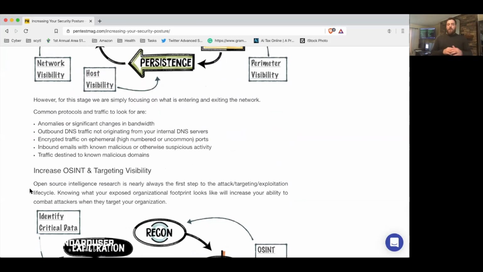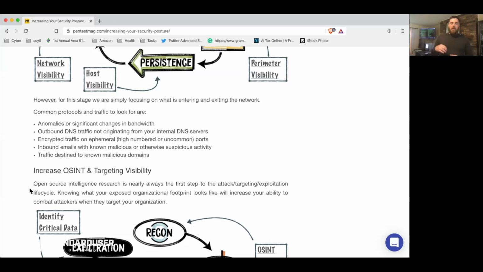So again, talking about anomalous or significant changes in bandwidth. This is talking about your external infrastructure, outbound DNS traffic not originating from your DNS server. So if you have outbound port 53 traffic that is not coming from your DNS server, that's pretty important. That's DNS bypassing, and from an attacker perspective, that's a great way to DNS tunnel out of a network for some C2 infrastructure. Encrypted traffic on high number ports: if you have some type of traffic going on a high number port and you have no idea what that is, that should be pretty significant to you.